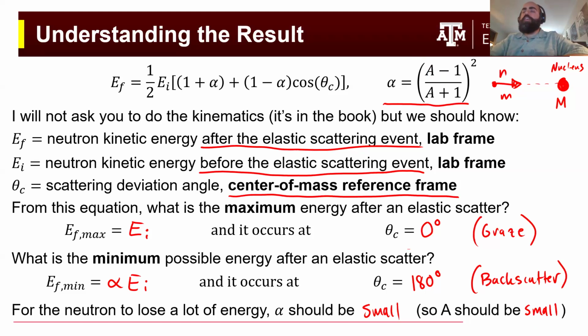And that agrees with what we had said just before. This is the idea that if the neutron is a marble and it wants to lose a lot of energy, it should collide with another marble. It should collide with another particle that is about the same size as that nucleus, if we want the neutron to lose a lot of energy in that collision.